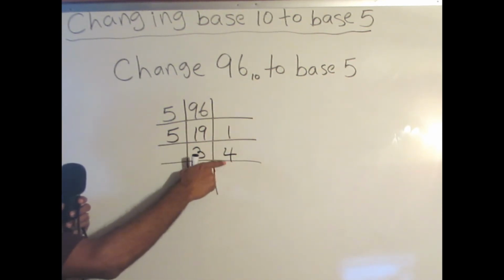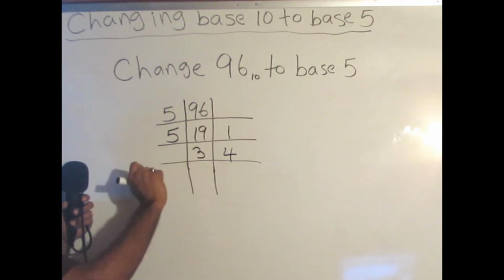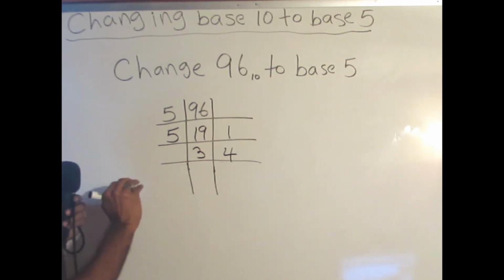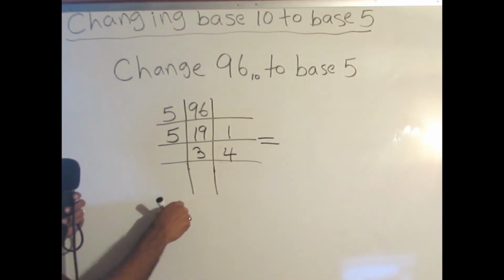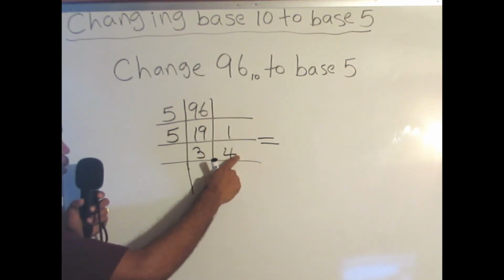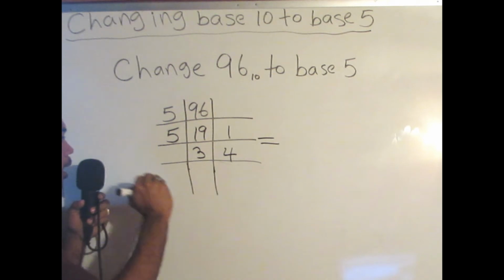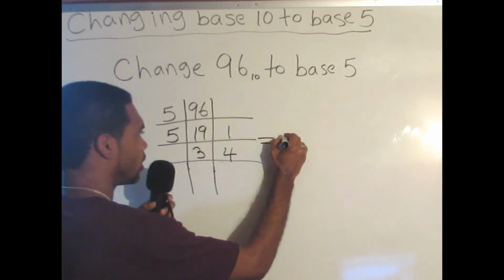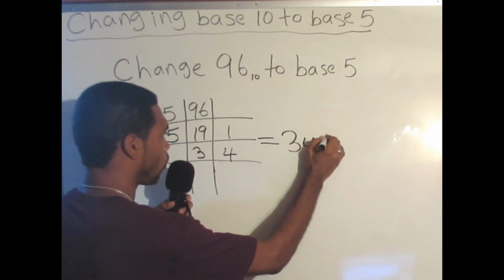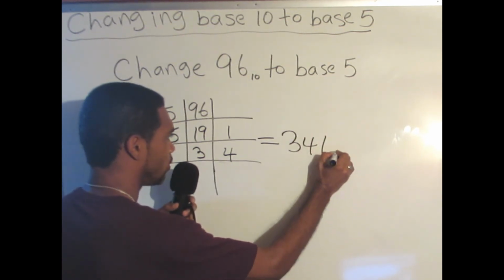And we're finished. So 5 cannot go into 3, so we break this down into 5 as much as possible. So now in order for us to get our answer, it's not 1 and 4. So our answer will always be this way: 3, 4, 1. So our answer is 3, 4, 1, base 5.